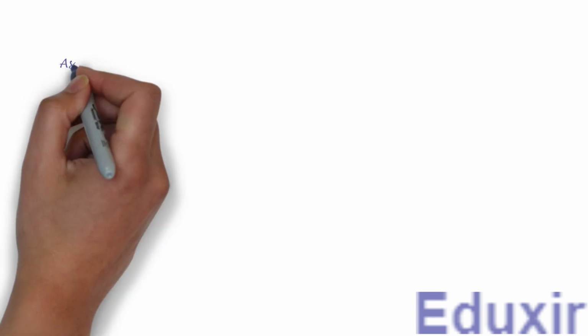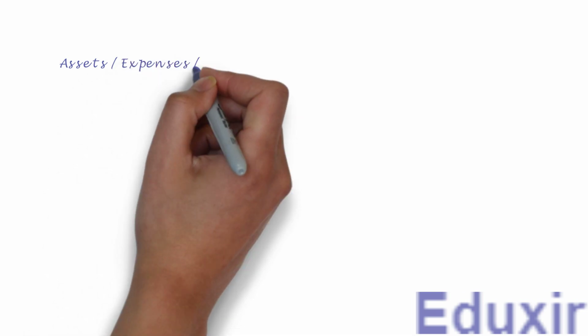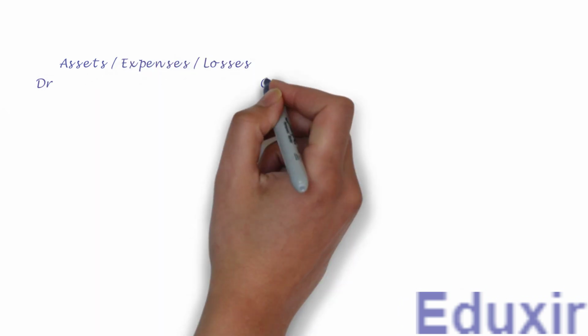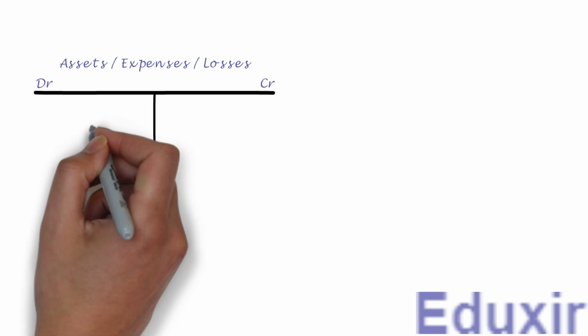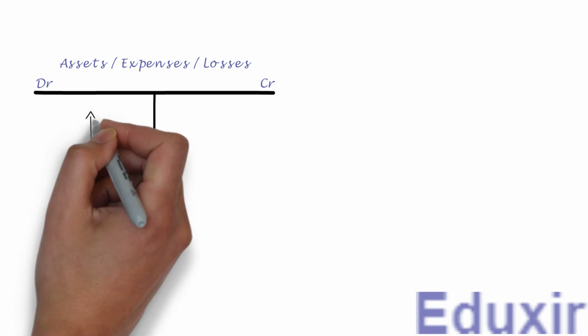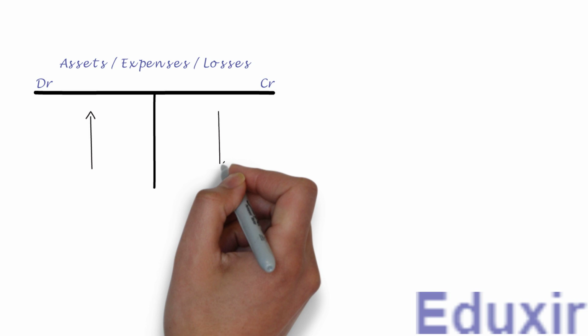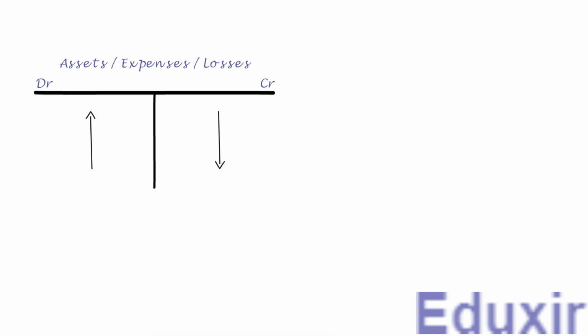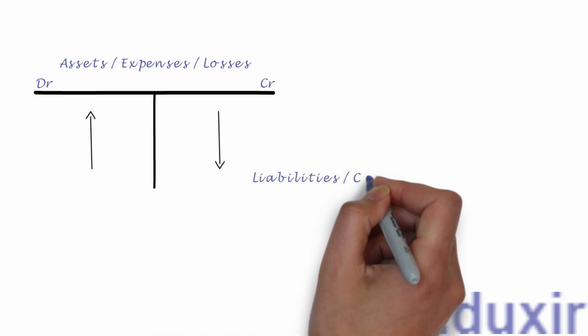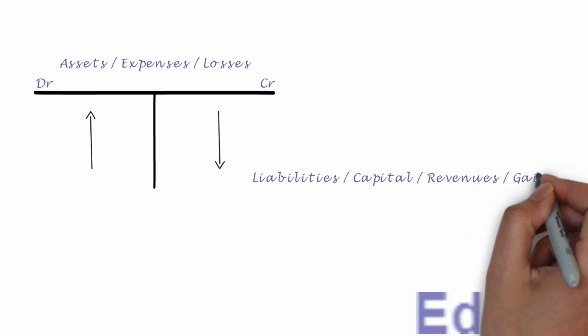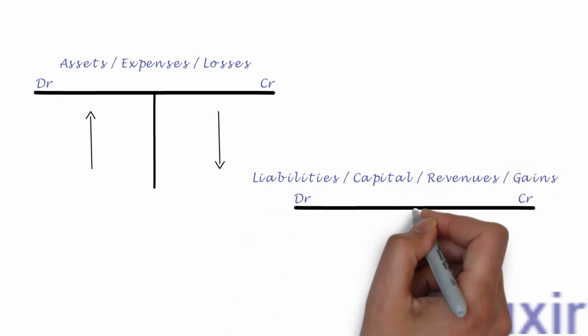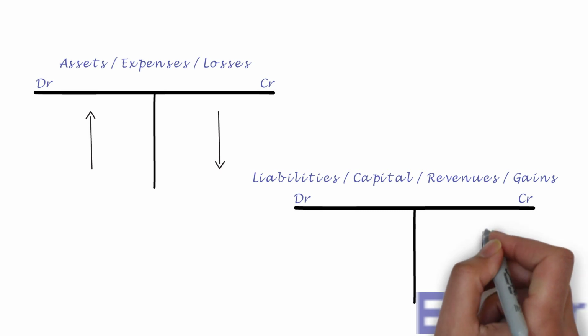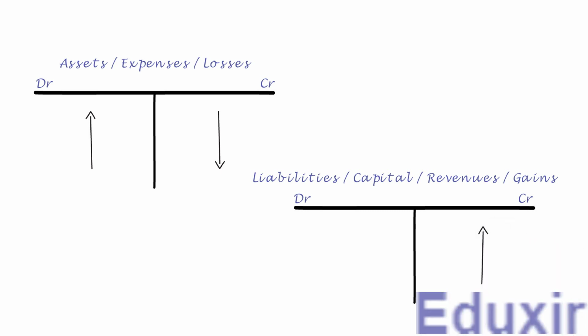In case of assets or expenses or losses, any increase in any of these should be debited and any decrease should be credited. Whereas in case of liabilities or capital or revenues or gains, any increase in any of these should be credited and any decrease should be debited. Let us now proceed with analyzing each of the transactions to post them into the simple cash book.